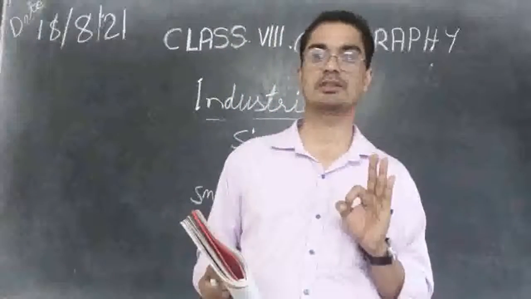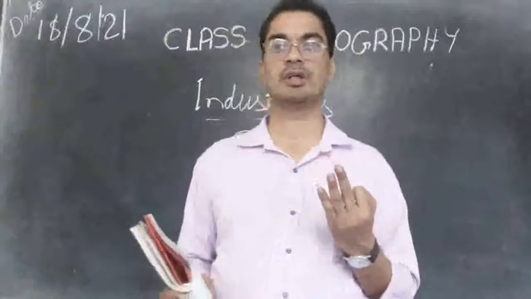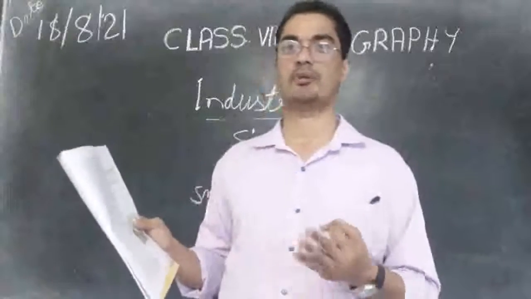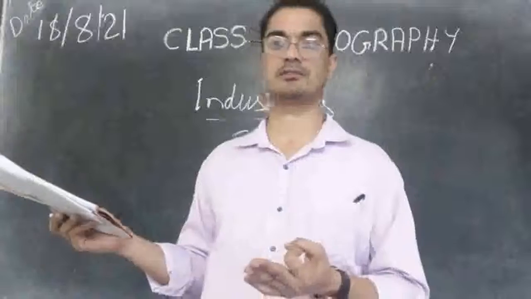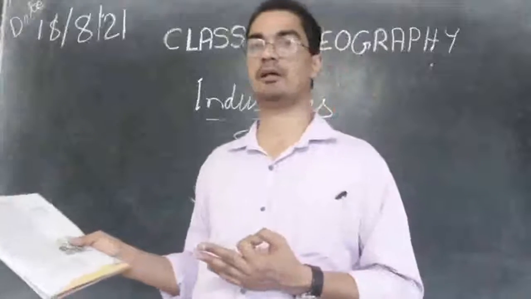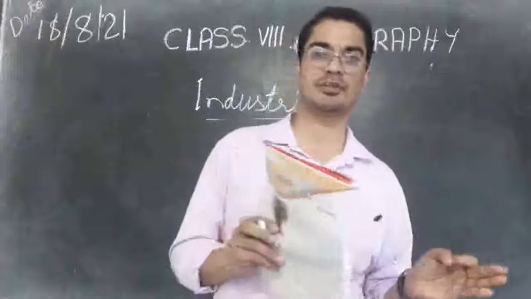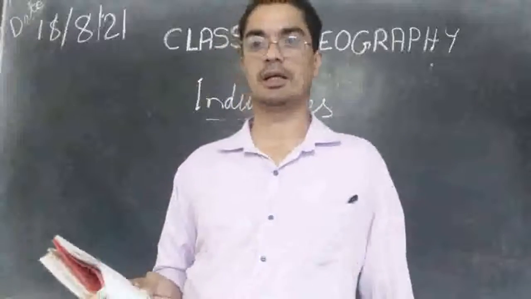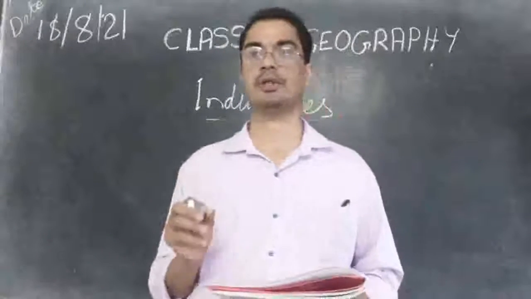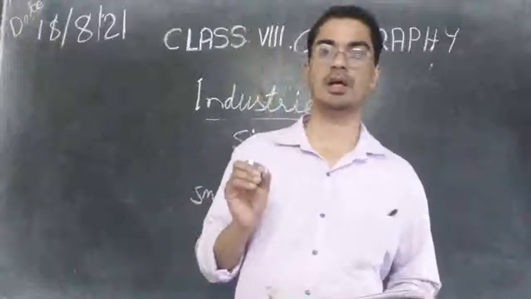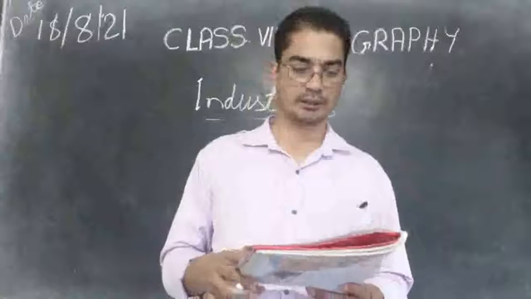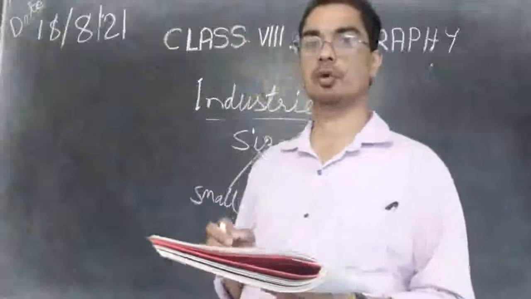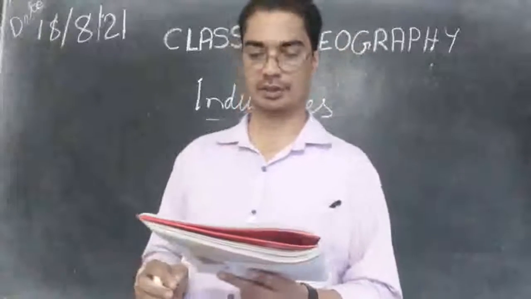And the third one is the production. They will check how many things they are producing. A big factory that is producing plenty of things will be a large scale industry. But another small industry which is producing only a few things in a day will be called a small scale industry. So it depends on the capital, the employees, and the production. Then, based on size, industries can be classified into small scale and large scale industries.